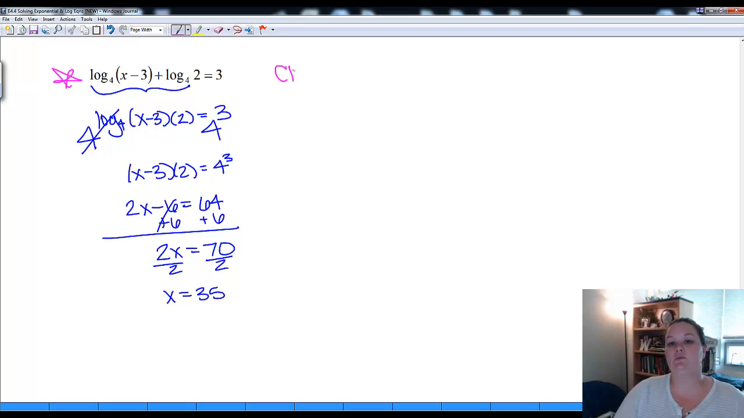Again, we're dealing with logs. So if our unknowns are inside the logs, we need to make sure we check our inside numbers to make sure that they're not 0 and they're not negative. So we're checking x equals 35. 35 minus 3 is going to be positive, and the 2 is always going to be positive because it's just a whole number. All right, so x equals 35.